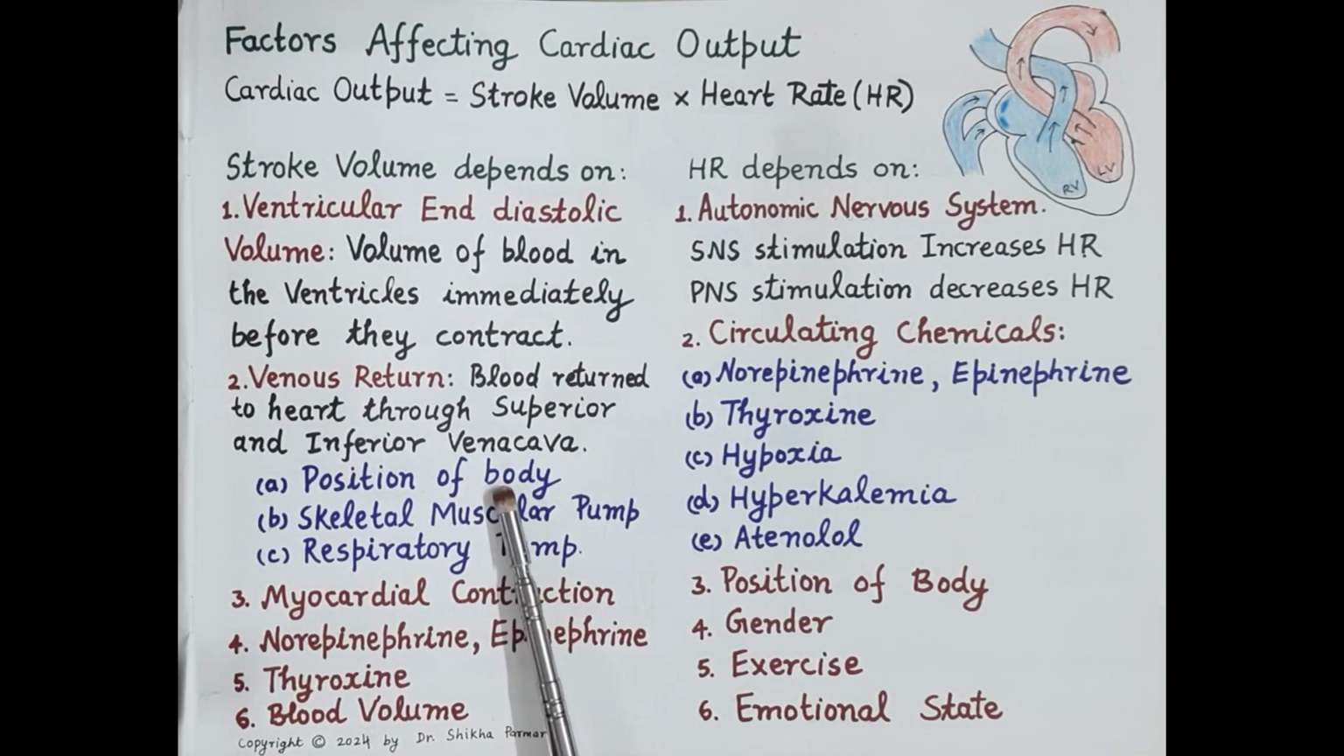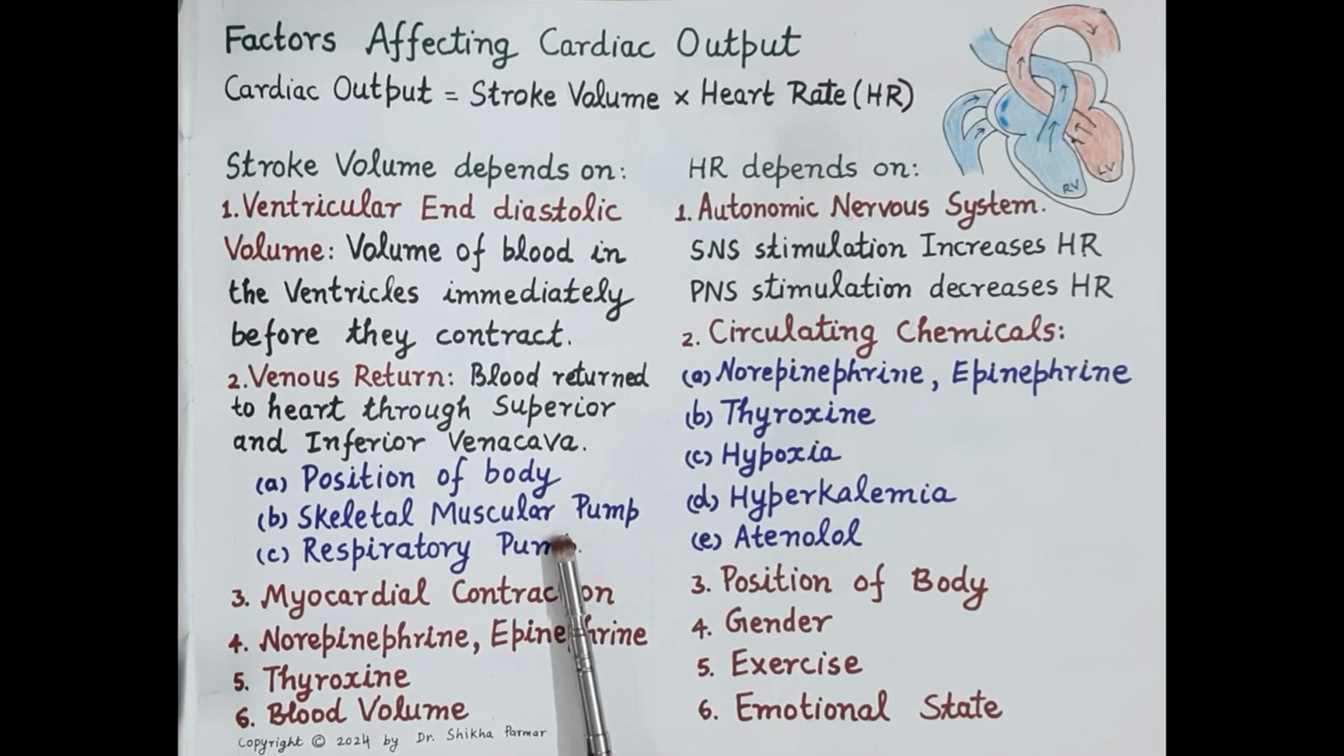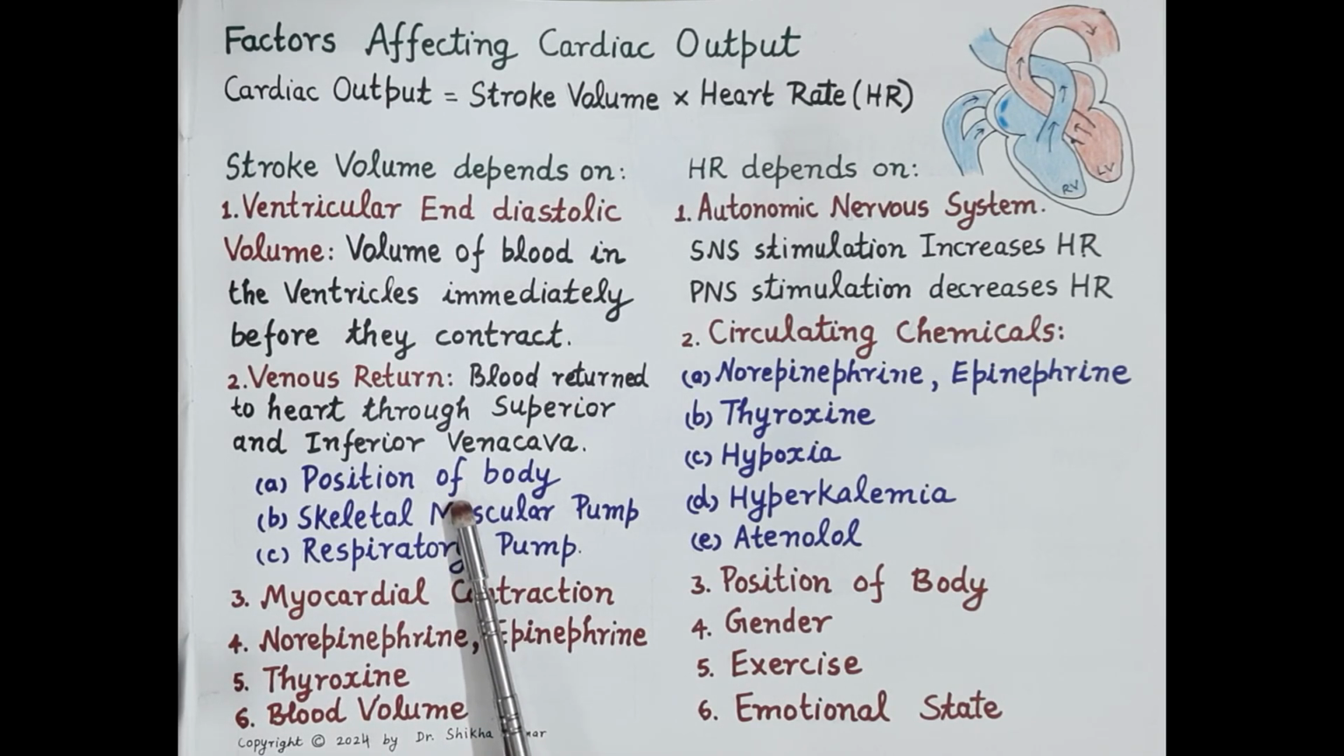Now, venous return in turn depends upon the position of the body, the functioning of the skeletal muscular pump, and the functioning of the respiratory pump. So, first let's talk about the position of the body. For example, elevating the feet increases the flow of blood towards the heart. So, that increases the venous return and that further increases the cardiac output.